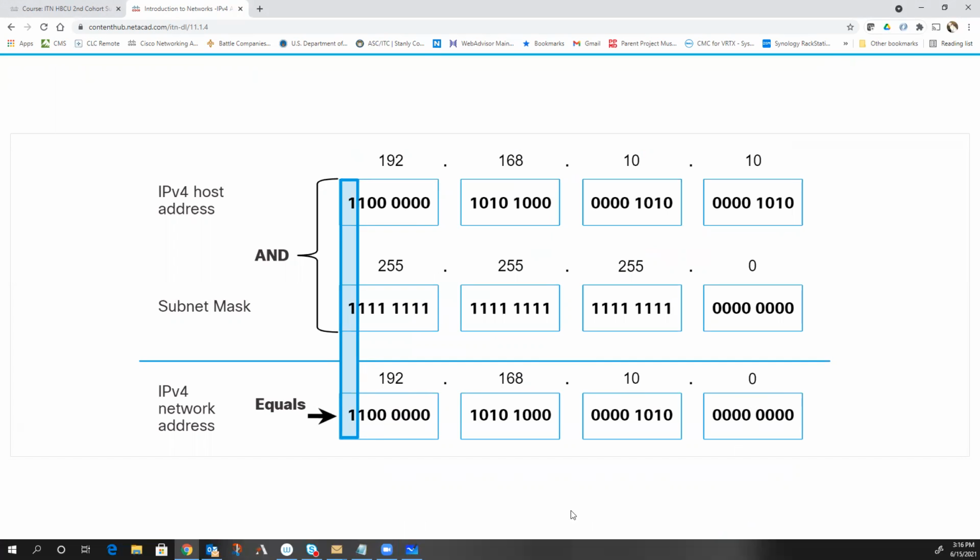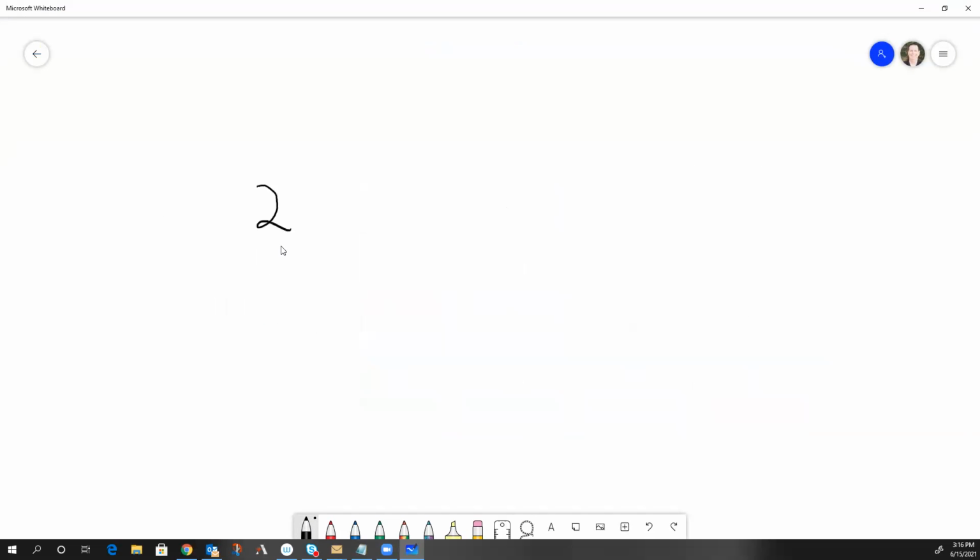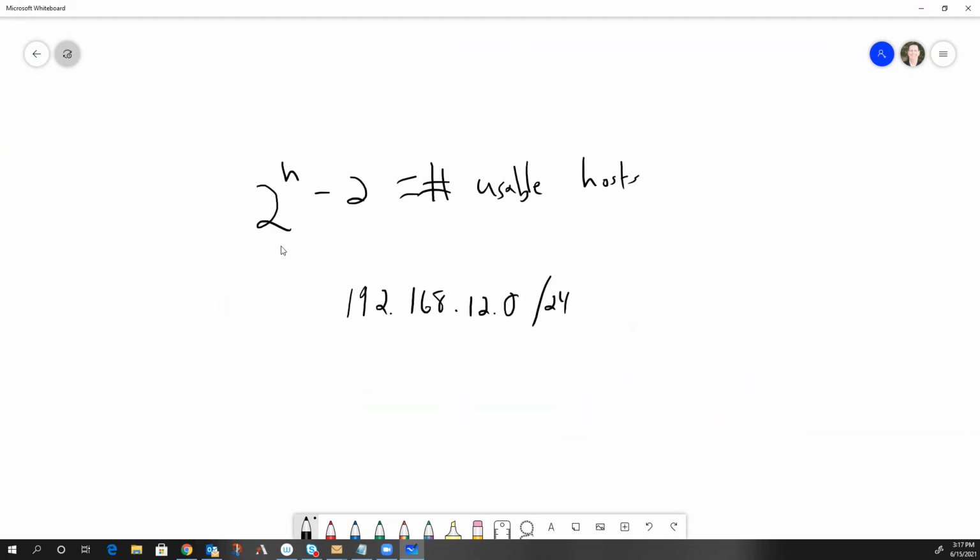By the way, if you ever wondered where I pulled that 2 to the H minus 2 from, there's a formula that I mentioned in my different lectures. 2 to the H minus 2 equals the number of usable hosts on a network. So even using a simple network of 192.168.12.0/24, the formula is 2 to the H. There are 8 bits, so 2 to the 8th minus 2 equals 254 usable hosts, even though there are 256 positions here.